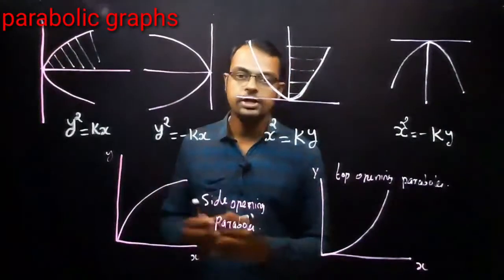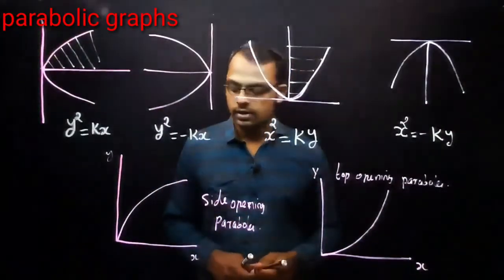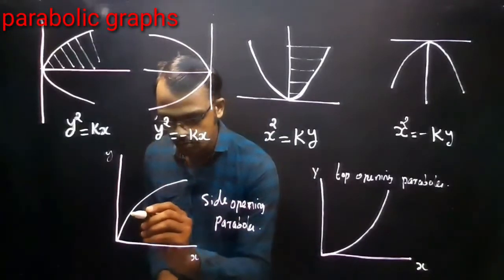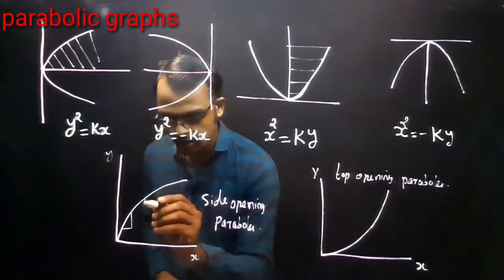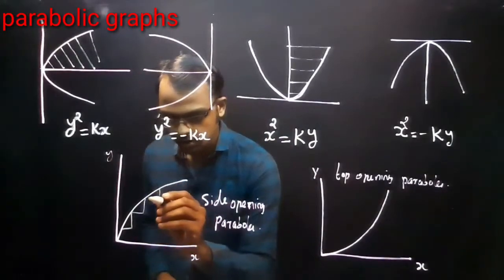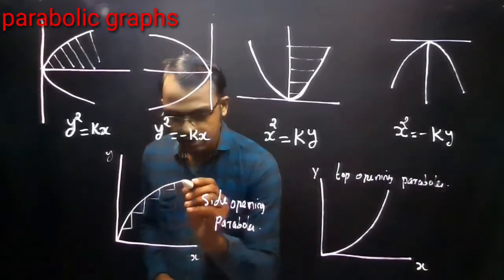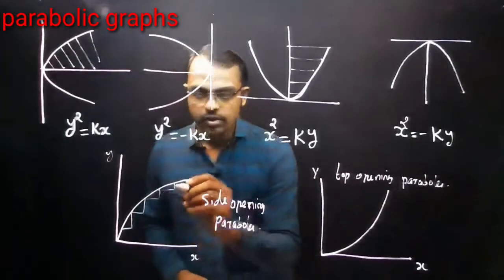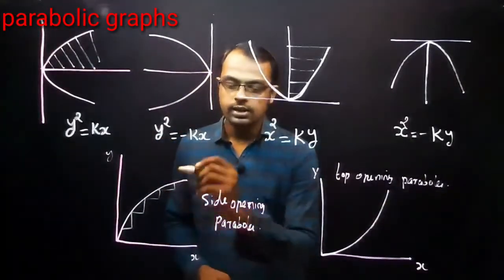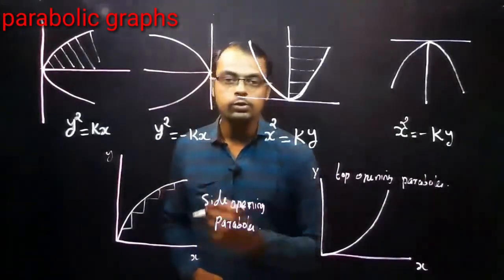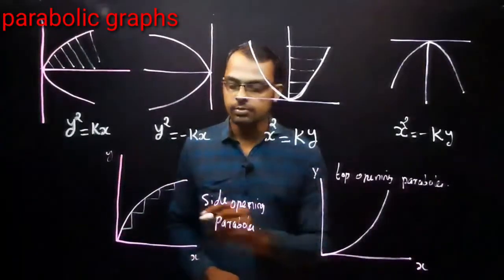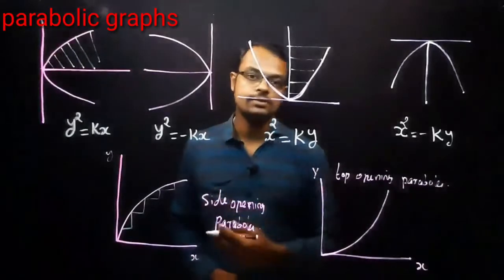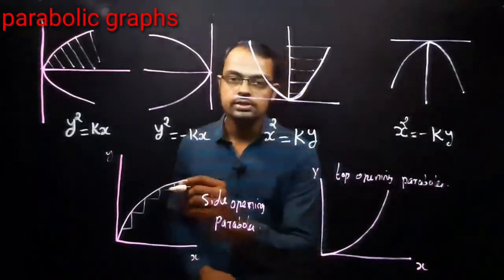Let's check the slope of this graph. If I draw the slope here, you can see what is happening to the slope. If I am drawing the slope continuously, you can see the y value. Slope means what? y divided by x. Here the y value keeps on decreasing and the x value keeps on increasing. That means in this type of parabola, the slope is decreasing.